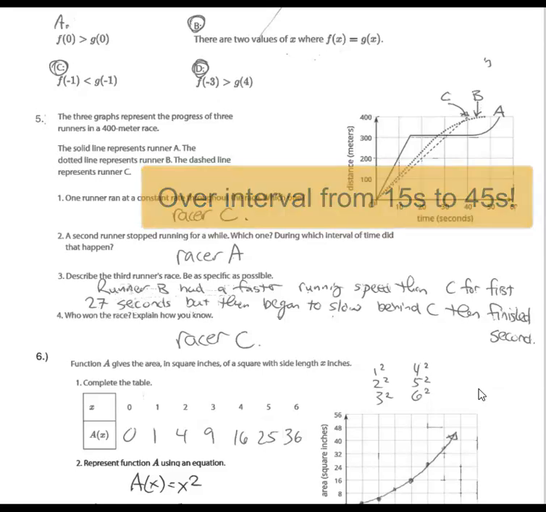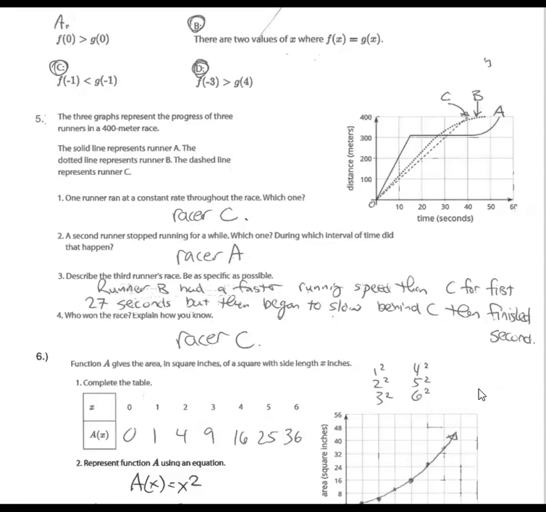The next one says describe the third racer. So what happened to racer B? It looks like they had a faster rate of change compared to C at first. And then in about 27 seconds, they began to slow down and got behind C. And then lastly, who won the race? Who got to 400 meters fastest? And it was racer C, or runner C.